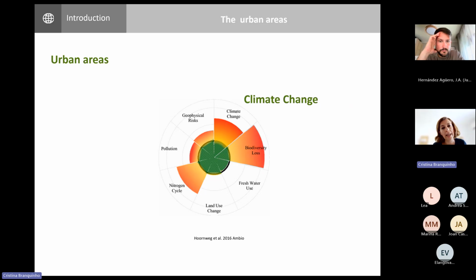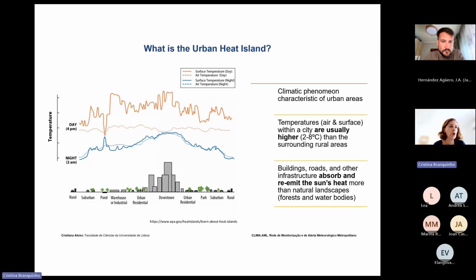So I'm moving now to the last part of the presentation, where we tackled climate change. Of course, urban areas are already an important and extreme laboratory of climate change, not only because climate change is everywhere, but because it is exacerbated by the urban heat island. The replacement of vegetation by all these artificial materials leads to an increase of temperatures in urban areas, which can vary from 2 to 8 degrees. And they absorb and emit the sun's heat more than natural surfaces.